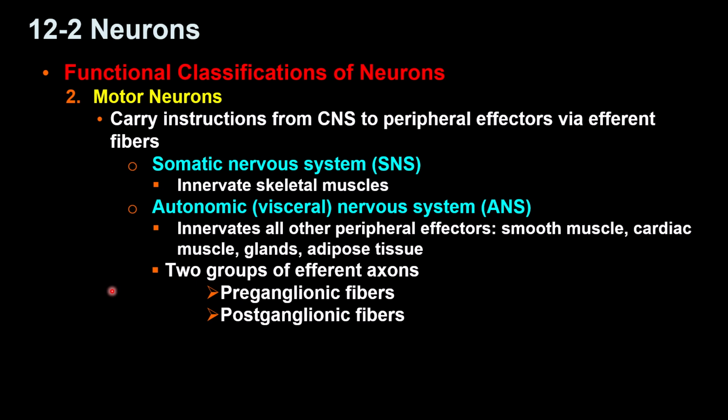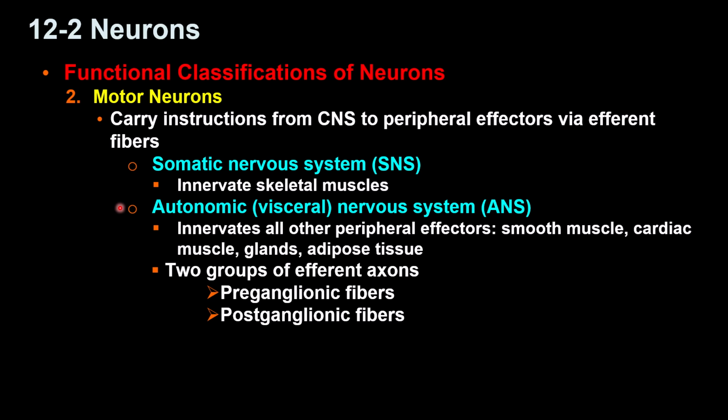Then is the motor neuron. The motor neuron again divides into two. One is the somatic one, and again, somatic is conscious, so that is the skeletal muscle. And the second one is the subconscious one, which is the autonomic or visceral system. So this is going to the smooth muscle, cardiac muscle, glands, adipose tissue, and lymphatics.